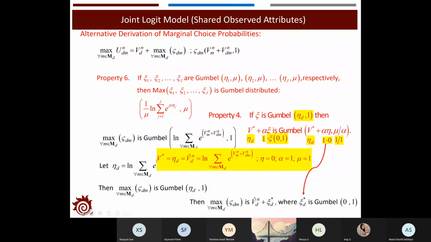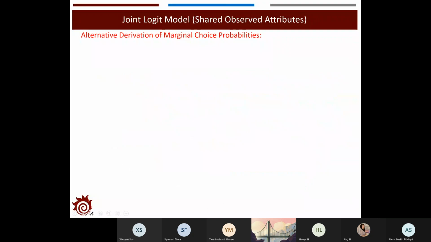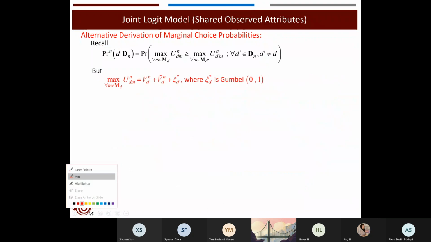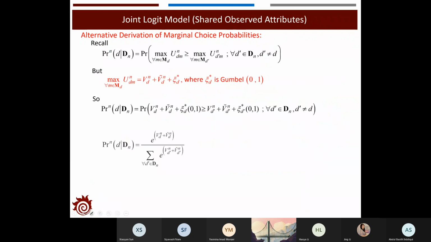I'll just skip all the steps. Eventually we get the same distribution, the same formula for the marginal choice probability, and here we have the log sum term. This is the derivation of the marginal choice probability with respect to the destination D.